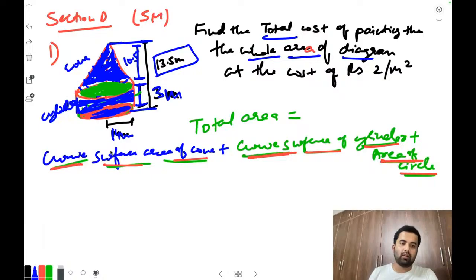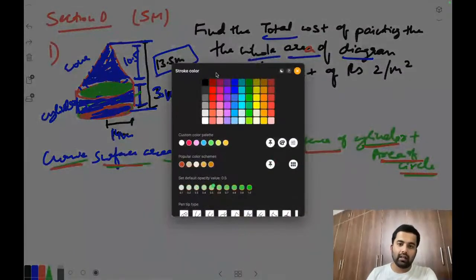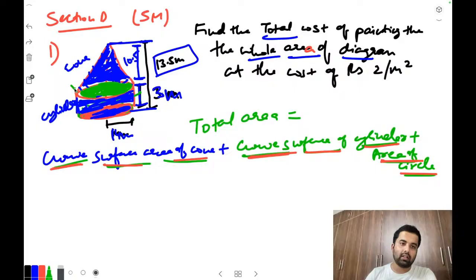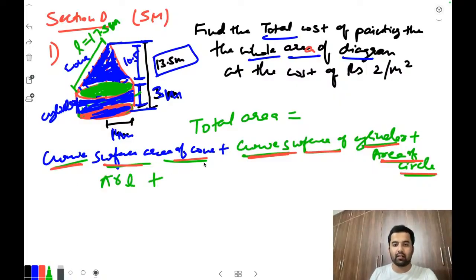Correct? And let me mention one more thing. We were having one more value, which we used to call L. The L value is also given. It is 17.5 meter. So here, the curved surface area of the cone formula is pi RL, plus the curved surface area of the cylinder, which is 2 pi RH, plus the area of the circle, which is pi r square.